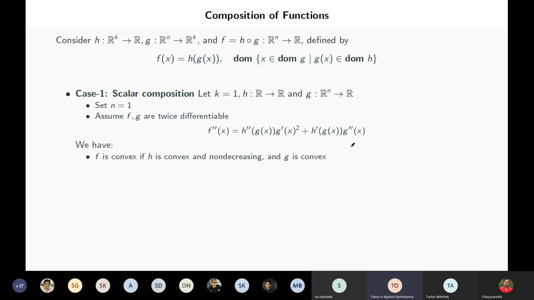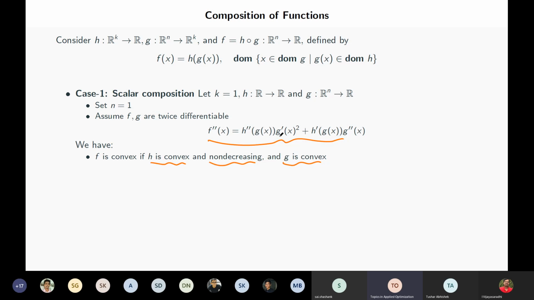Now, given this, what are the criteria which will make this positive, so that we can claim it's convex? The first thing is that f is convex if h is convex and non-decreasing and g is convex. How do you convince yourself that with this given criteria on h and g, this will guarantee that f double prime is greater than or equal to 0? Why should it ensure greater than or equal to 0?